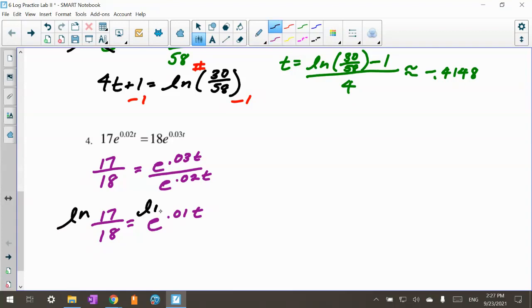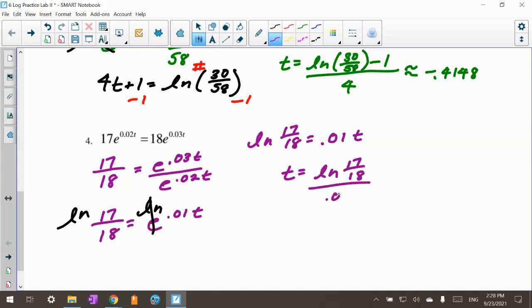So now I can't do any more normal math. I'm going to natural log both sides. Thanks for playing. So I have the natural log of 17 over 18 equals 0.01t. So when I solve for t, I'm just going to divide by 0.01. The natural log of 17 over 18 divided by 0.01. And I go 4 decimal places. It's negative 5.7158. I just go 4 decimal places just because it makes it accurate. Okay?